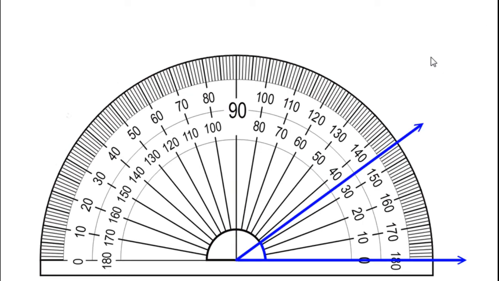Moving on to next, identify this angle. We are recapitulating what we have done. So what is this angle? It is moving from 0, it is going up till 35 degrees. So it is less than 90 degree. So it is acute angle and the measure is 35 degree.